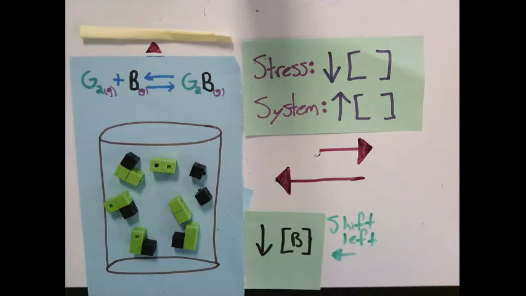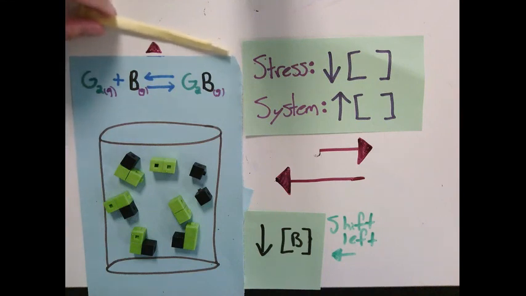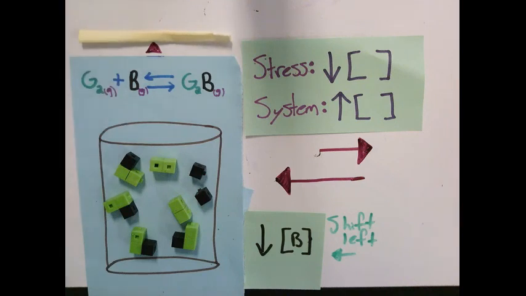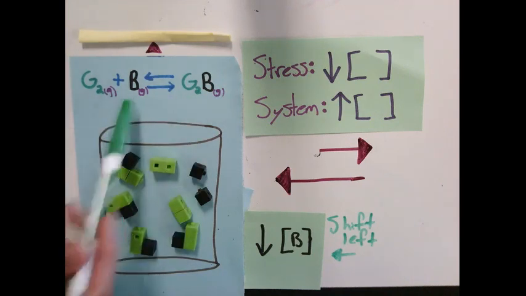How does this look on our teeter-totter method? If I were to remove some B, this side would get lighter. So how do we fix that imbalance? We're going to need to add more to this side. And the only way we can add more within the chemical reaction is that G2B will need to create B and G2.